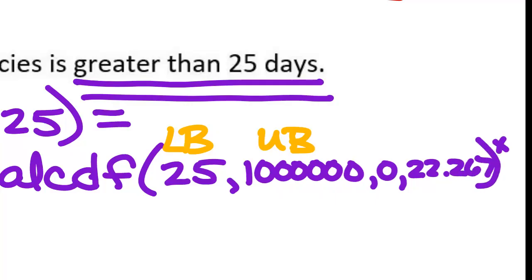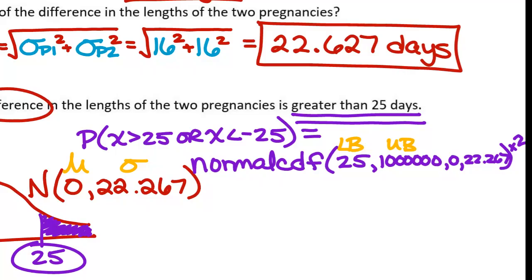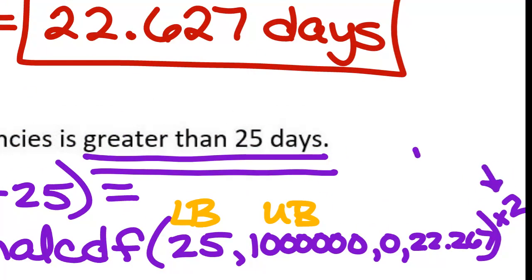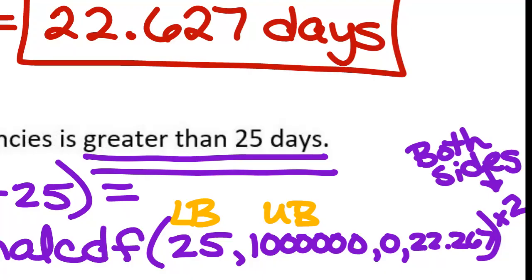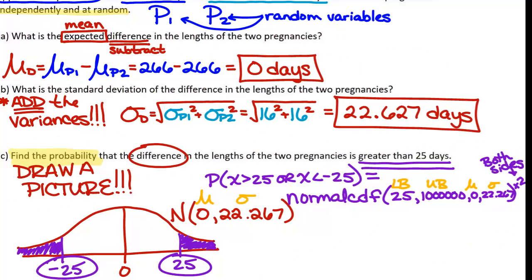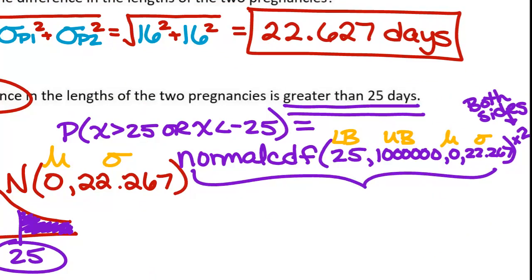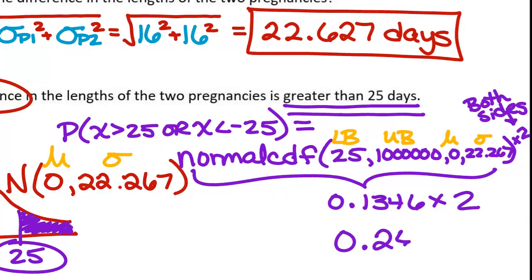Then I have to times this by 2 so that I get both sides. Label my mean and my standard deviation. When I do just this part right here, I get about 0.1346. But then I have to times that by 2 so that I get the other tail as well. So we end up with a probability of about 0.2692.